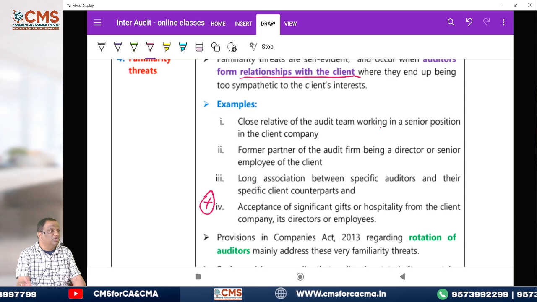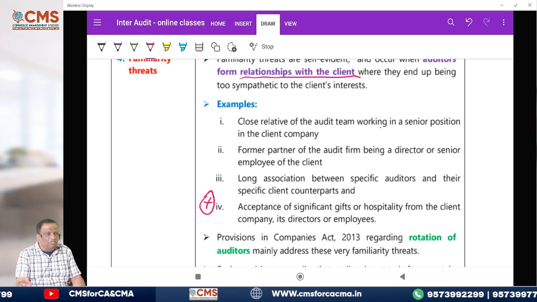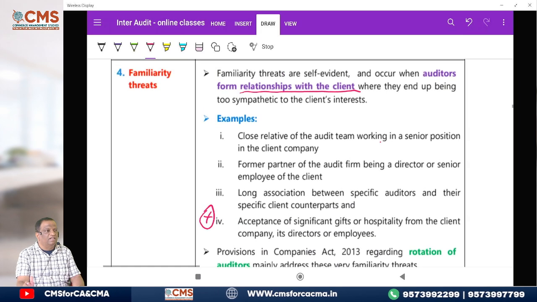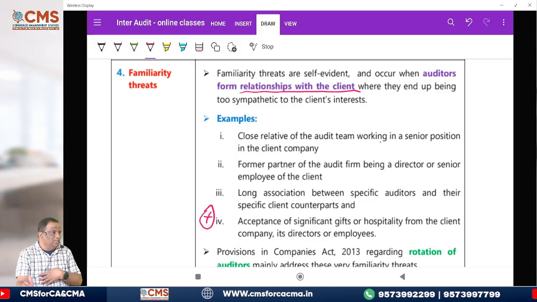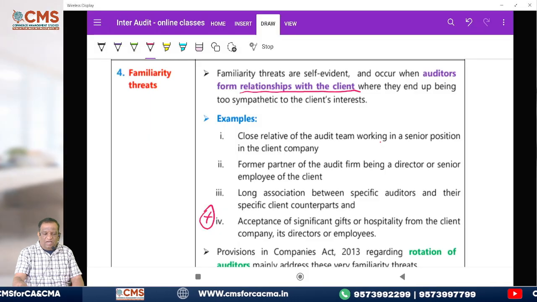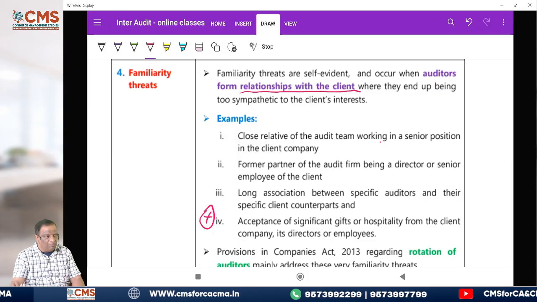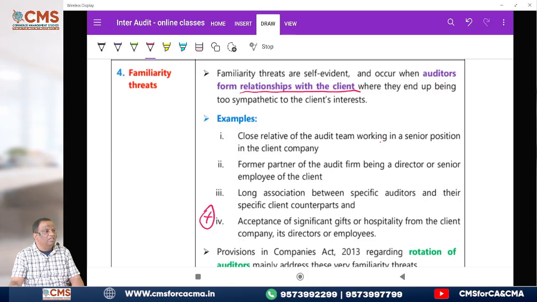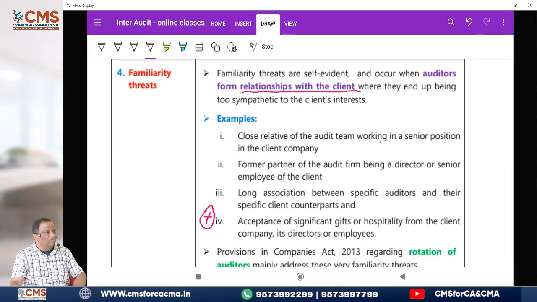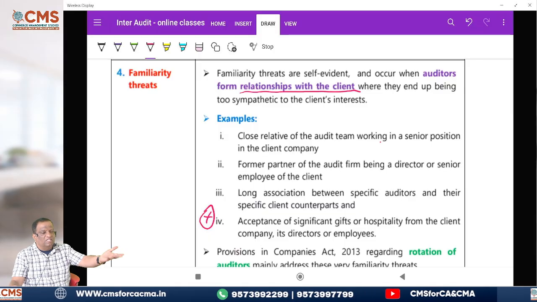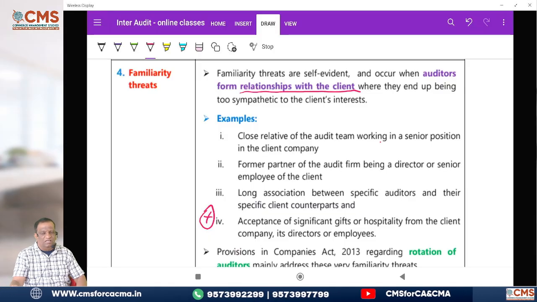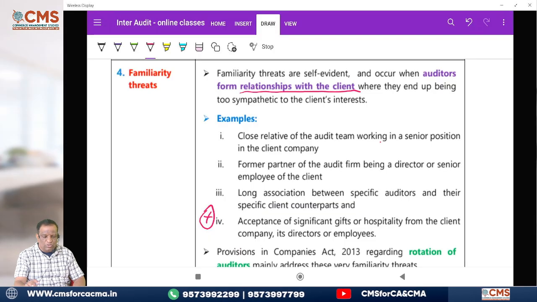Now, how can I report about the client? Because the management is familiar. When my father is the director, then I feel it is my company. So that kind of stuff. And when a former partner of the audit firm is now a director, he was earlier my partner, but he resigned from me and joined there as a director. But we still carry a good friendship. Then I cannot, since my friend, my earlier partner, is a director, give a negative report. So those kinds of things.